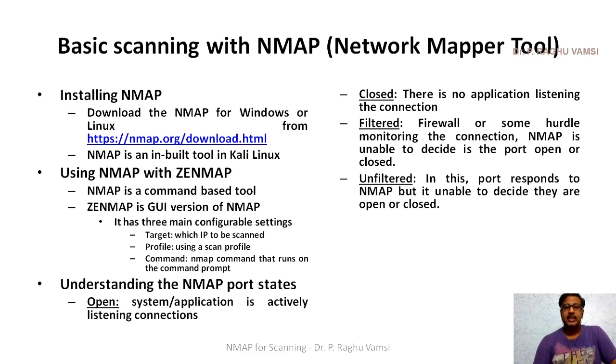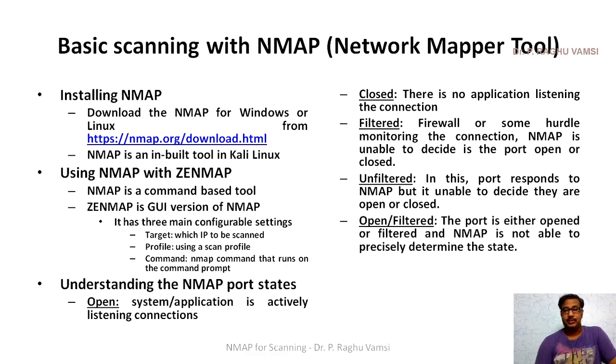Next is unfiltered. In this, ports respond to Nmap. That means whenever Nmap has probed the corresponding service, the ports will respond, but Nmap is unable to decide whether they are open or closed. Sometimes there may be half-open ports, so that is the reason Nmap may not be in a position to decide whether they are open or closed.